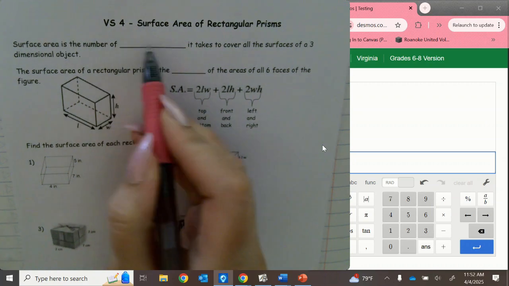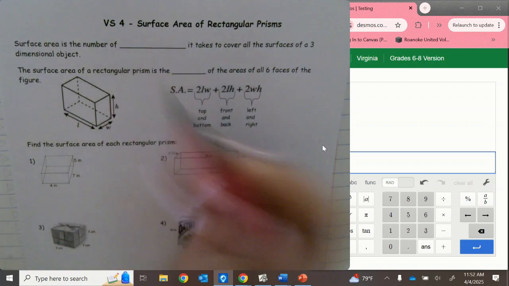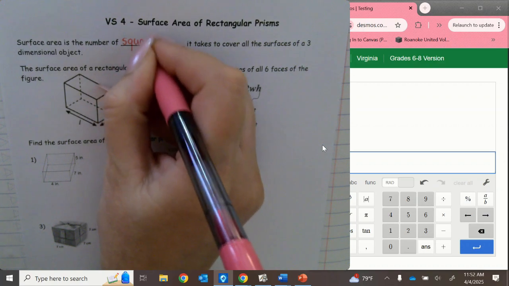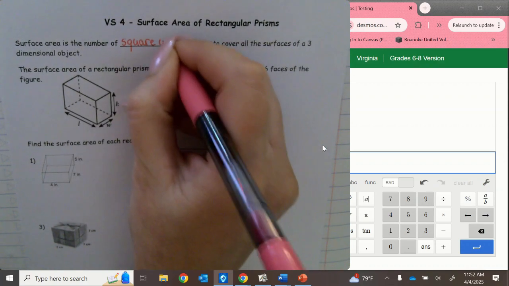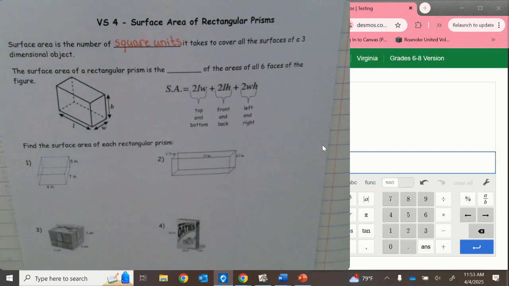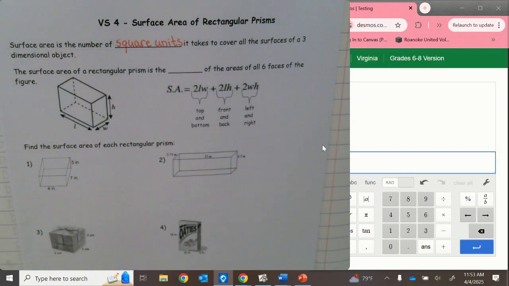So you're going to have to kind of squeeze this on the line here, but surface area is the number of square units that it takes to cover all the surfaces of a three-dimensional object. So this year we'll be finding surface area of a rectangular prism, and then next week we'll talk about surface area of a cylinder, but it is a measure of the area of the outside surfaces.